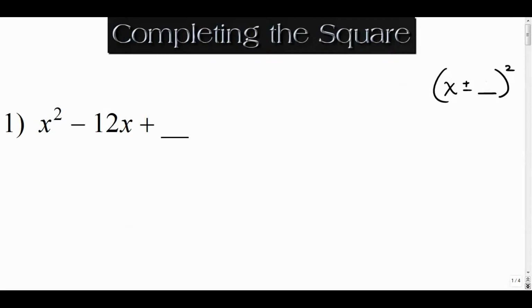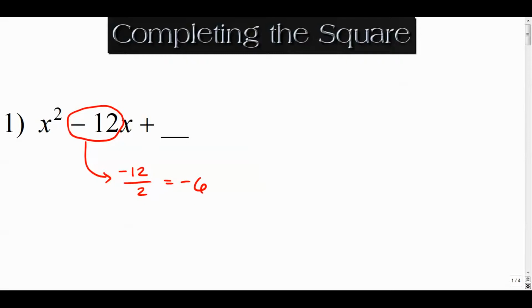The way to do this is we have to look at that middle term, that b term. We have to look at this term right here. We have to cut it in half. So negative 12 over 2 is negative 6. All right, and then we have to square that. Negative 6 squared is 36, and I'll put that number right here.